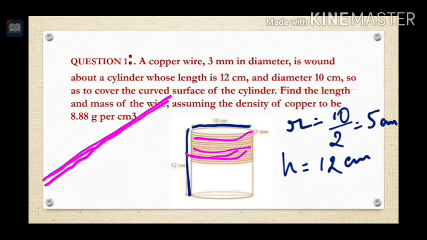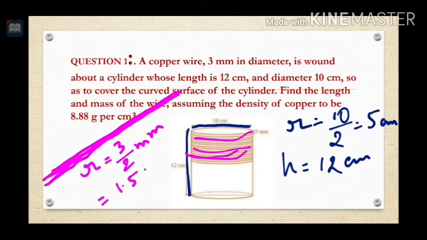Now if you consider a very thin copper wire, you can assume that this copper wire will be in the shape of a cylinder. The diameter of the copper wire is 3 millimeter, which means the radius of the copper wire is 3 by 2 millimeter or 1.5 millimeter. Now I will convert this measurement in centimeter. So 1.5 by 10 centimeter, which is equal to 0.15 centimeter. So consider this radius as R1. This is the radius of the copper wire, 0.15 centimeter.